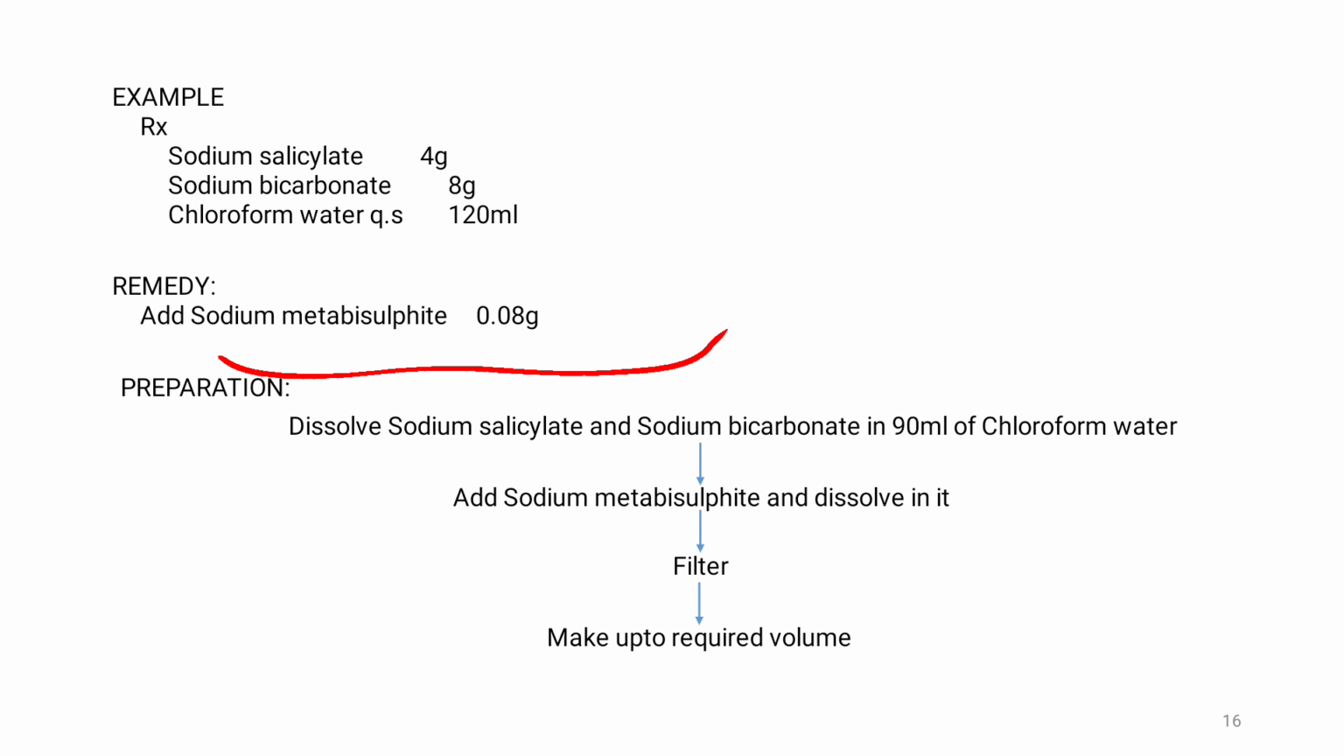First of all, accurately weigh sodium salicylate and sodium bicarbonate. Then dissolve them in 3/4 of the chloroform water. Then to this mixture add sodium metabisulfite, that is the antioxidant, and dissolve it. Then filter through filter paper. Then make up the volume with the remaining amount of chloroform water.